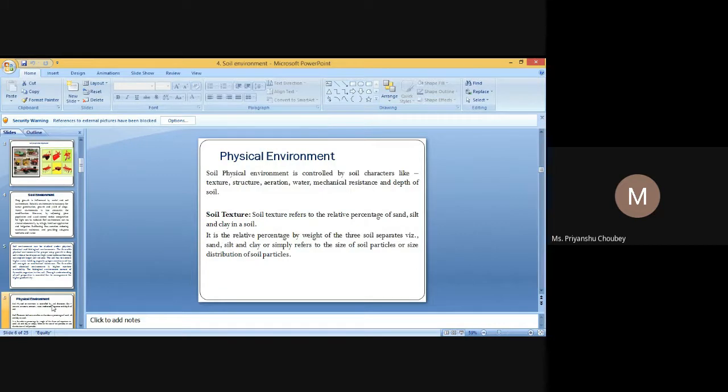Physical environment. Soil physical environment is controlled by soil characters like structure, aeration, water, mechanical resistance, and depth of soil. Soil texture. Soil texture refers to the relative percentage of sand, silt, and clay in a soil. It is the relative percentage by weight of the soil separates, that is sand, silt, and clay, or simply refers to the size of soil particles or the size distribution of soil particles.